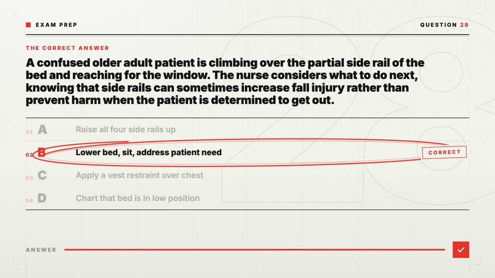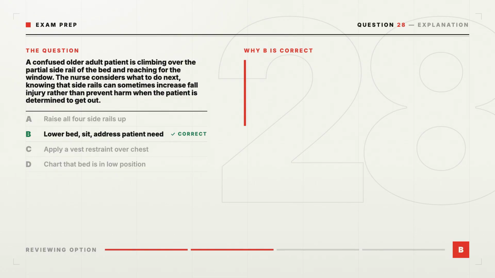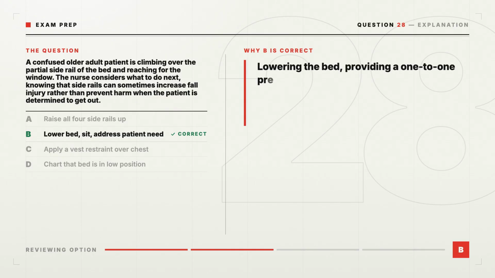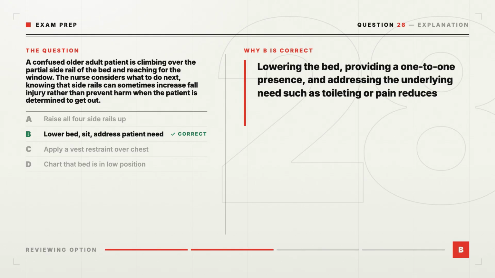The correct answer is B. Lower bed, sit, address patient need. B is correct because lowering the bed, providing a one-to-one presence, and addressing the underlying needs such as toileting or pain reduces both the urge to climb and injury severity if a fall occurs.